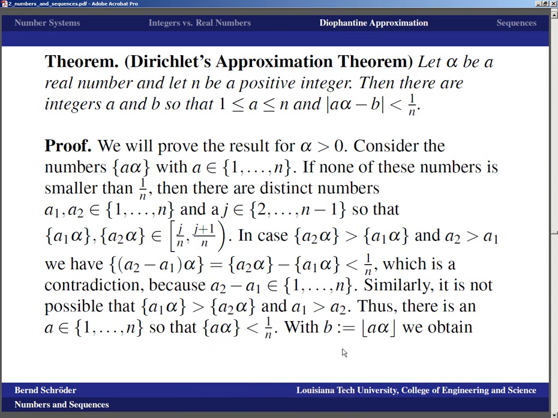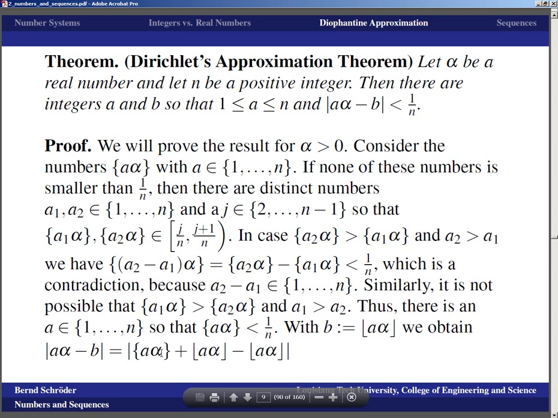Once we've got that, we just set b equal to the greatest integer below a alpha, and we obtain that the absolute value of a alpha minus b is the fractional part of a alpha plus the greatest integer below a alpha minus b, which is the greatest integer below a alpha, and you realize these two cancel. That's the absolute value of the fractional part of a alpha, and that was smaller than 1 over n, and that means we have Dirichlet's approximation theorem.